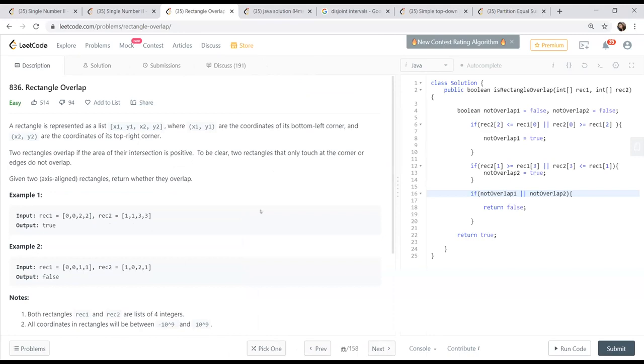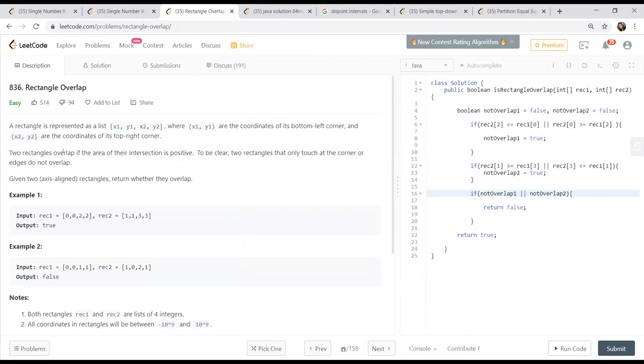So what this question is, you will be given two coordinates for each rectangle. Like this is the coordinate of the bottom left, x1 y1, and x2 y2 is the upper right corner. There are two rectangles, and you need to give the answer whether they overlap or not. If they overlap, you need to return true. So this is the question.